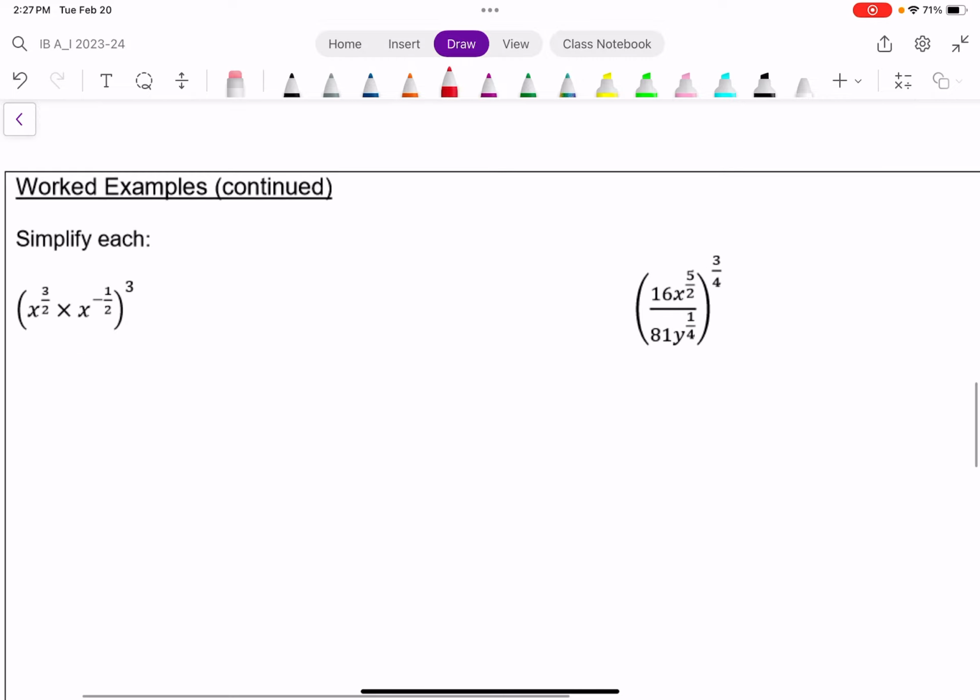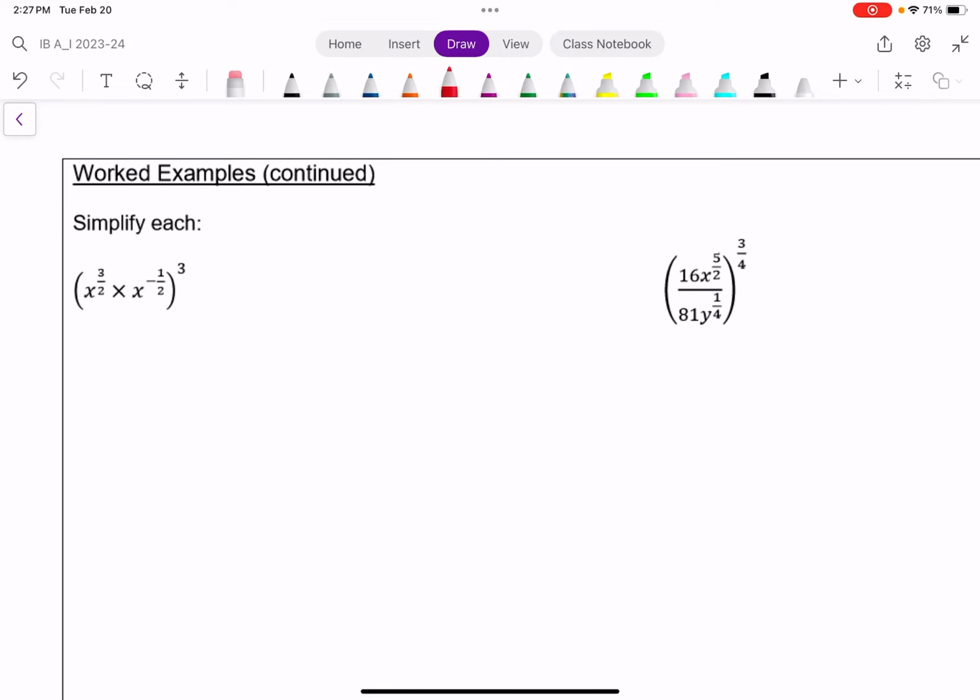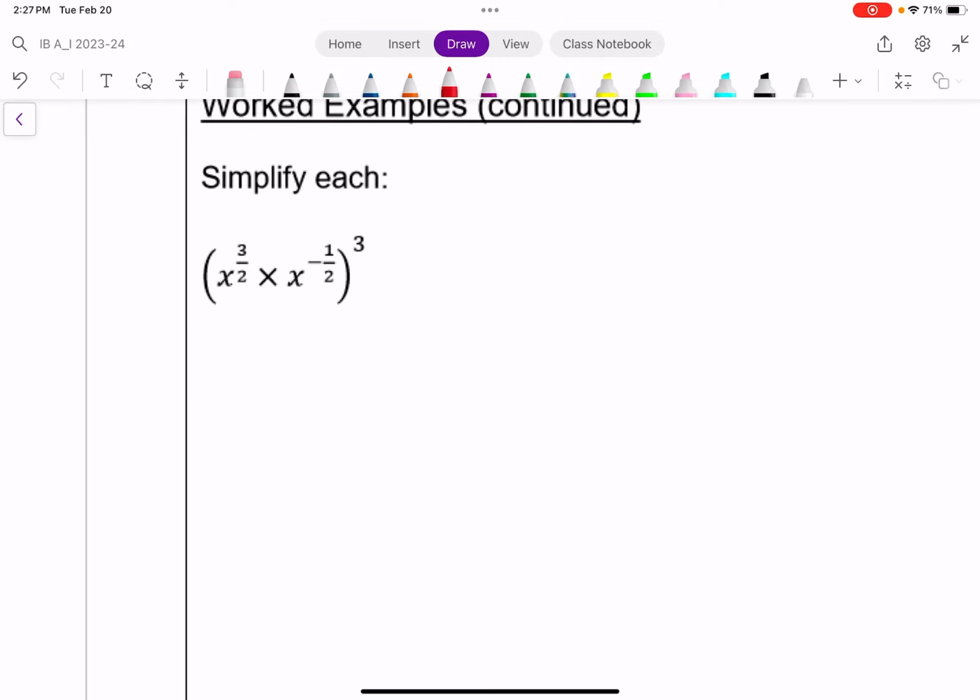All right, on the back, simplifying these, I got x to the 3/2 times x to the -1/2, all to the power of 3. Lots of approaches. I'm going to first put these together. I'm multiplying two powers at the same base, so I can just add my exponents. And so I get x to the 3/2 plus -1/2.